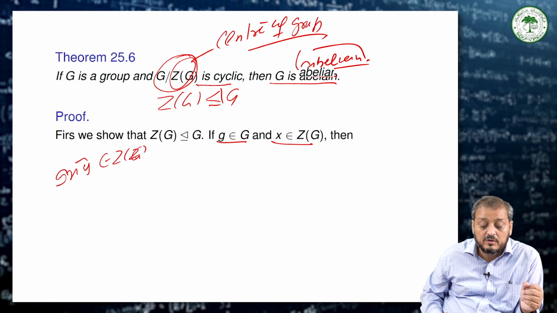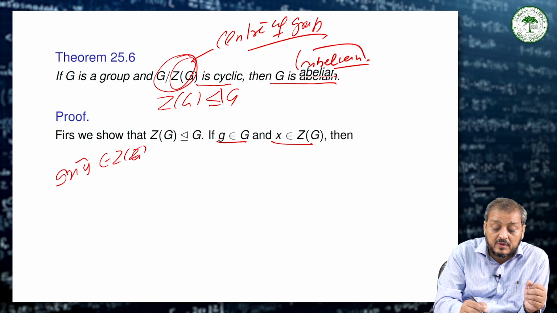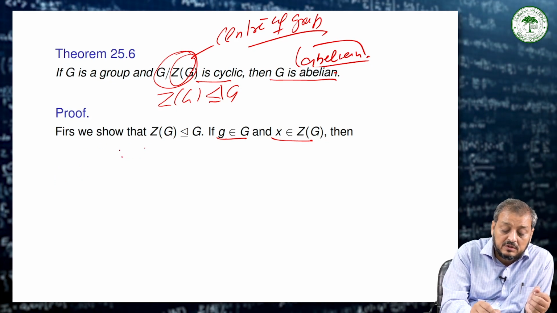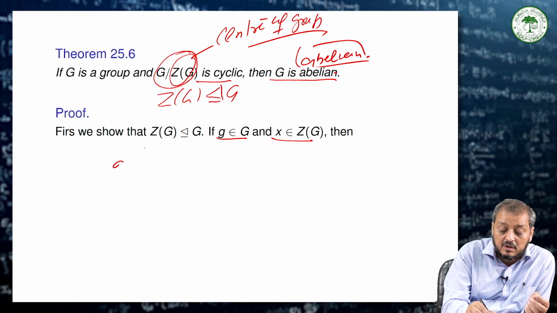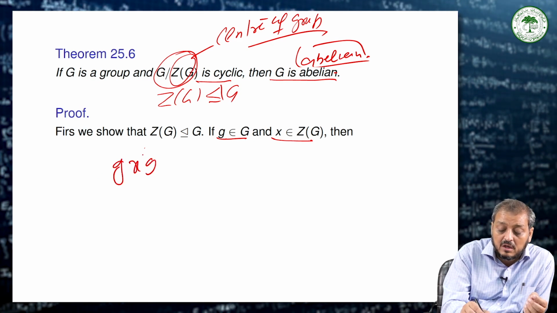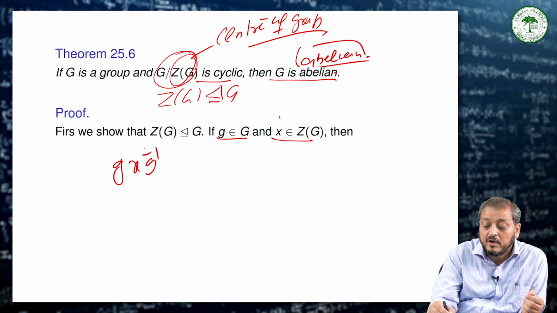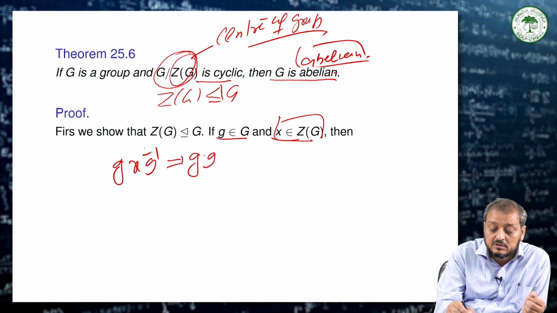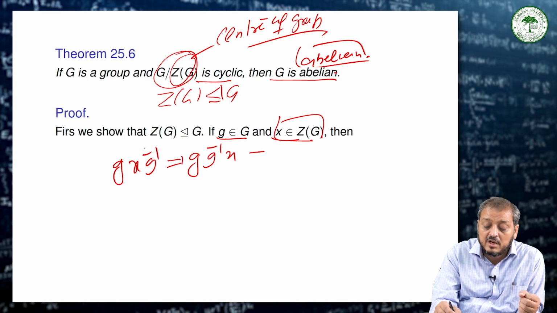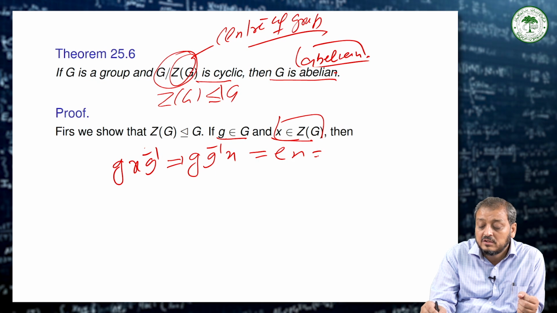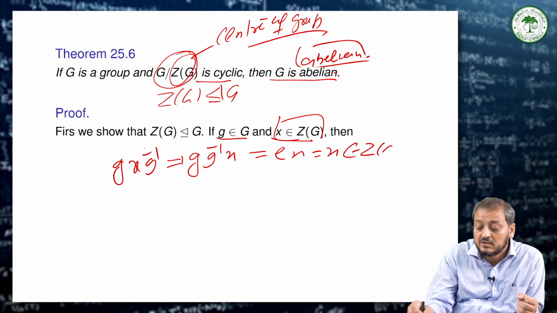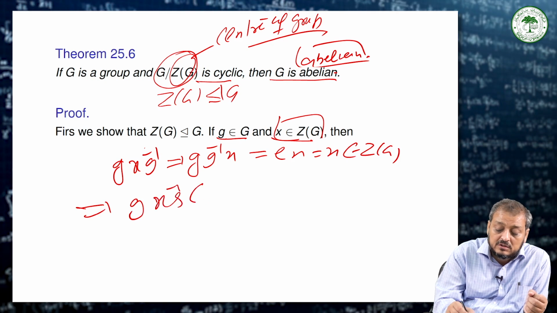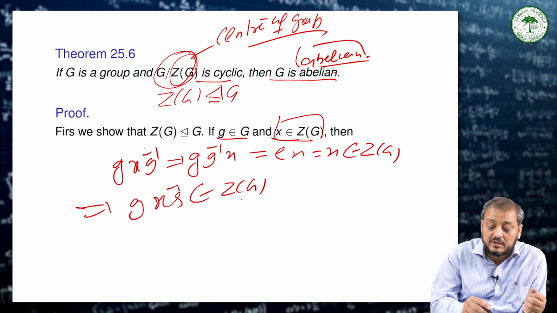So we take g in the form gxg^-1. Since x is an element of Z(G), this can be written as g^-1 g x, which is e x, and that is equal to x. x is an element of Z(G). So this implies that gxg^-1 is an element of Z(G).